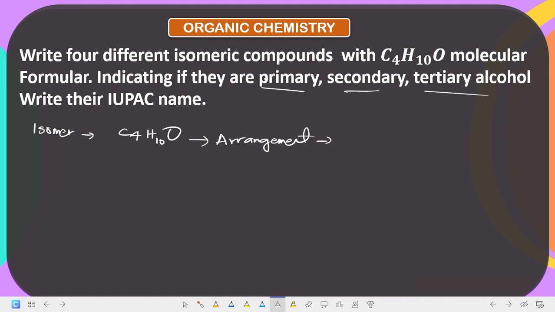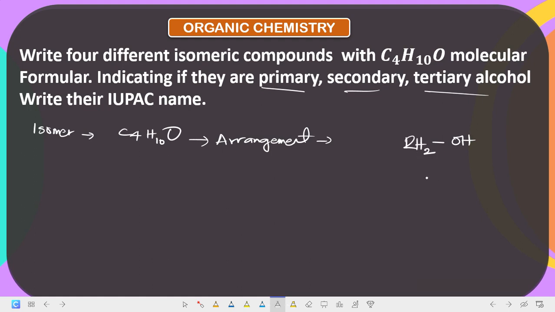So, since they ask you to indicate if it's a primary alcohol, a secondary alcohol, or a tertiary alcohol, it means that what they are asking you to draw are the structures of the different kinds of alcohol having this molecular formula of C4H10O. Now, what is a primary alcohol, first of all? A primary alcohol is an alcohol that has just one alkyl group attached to an OH. This kind of alcohol is a primary alcohol.